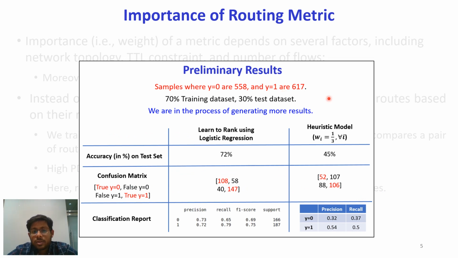Right now, I'm in the process of generating more samples, but with around 1200 samples, the accuracy of logistic regression is much higher than the heuristic model which I showed in the last slide. Here, the accuracy is basically the ability to compare different routes successfully based on the PDR. Hopefully, with more samples, this accuracy will go up and we will be able to improve the PDR performance.